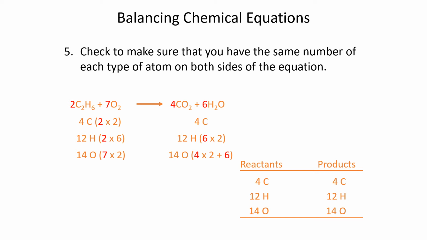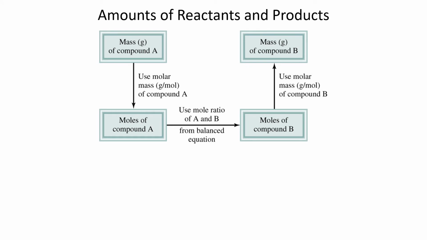Okay, so now we're going to take a look at one of my favorite topics, stoichiometry. Stoichiometry is a big word, but all it means is that we use the coefficients from balanced equations to allow us to convert from reactants to other reactants, products to products, in grams or moles.